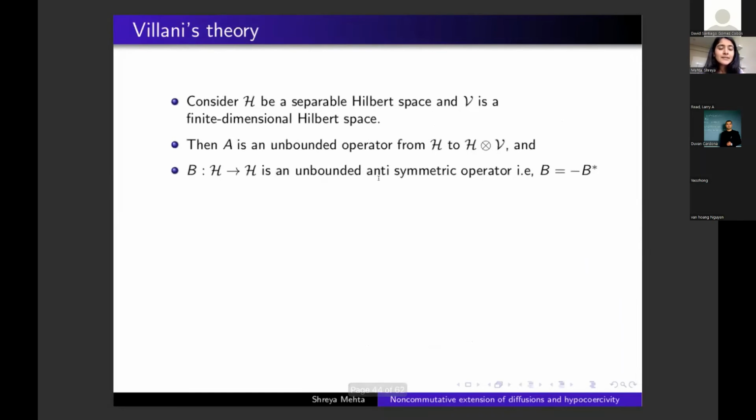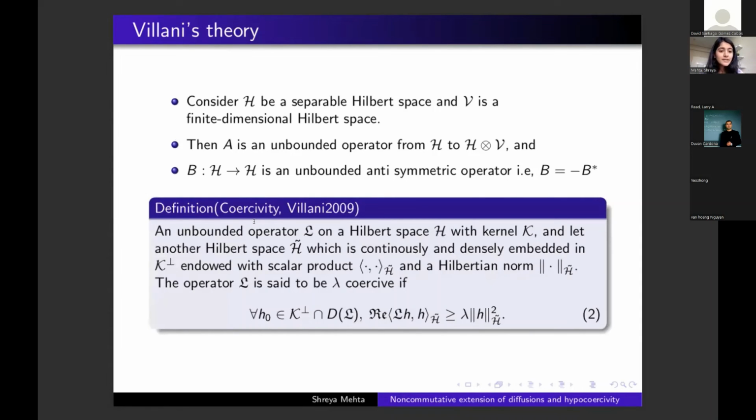So now I'll discuss Villani's theory for hypercoercivity, and then we'll see how we can extend it to the non-commutative framework. First, consider H to be a separable Hilbert space and V to be a finite dimensional Hilbert space. We take the operator A to be an unbounded operator from H to the tensor product of H and V, which is again going to be a finite dimensional space. And B is going from H to H, which is an unbounded antisymmetric operator.